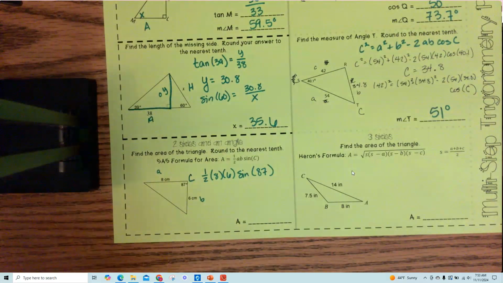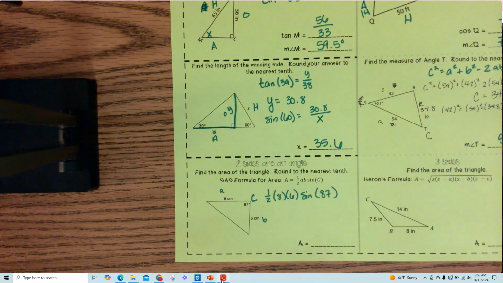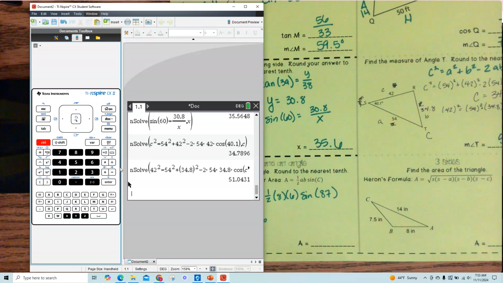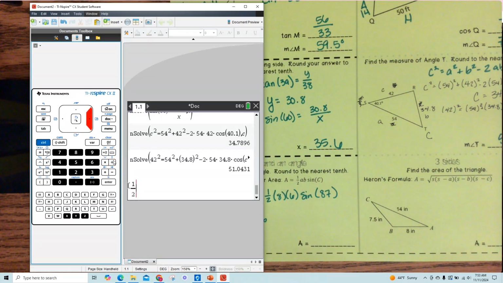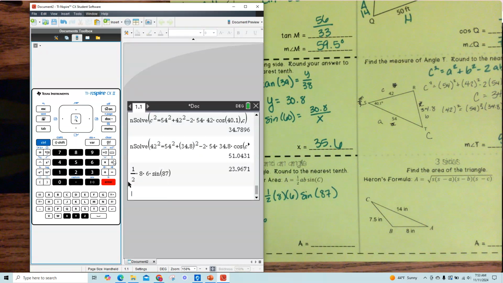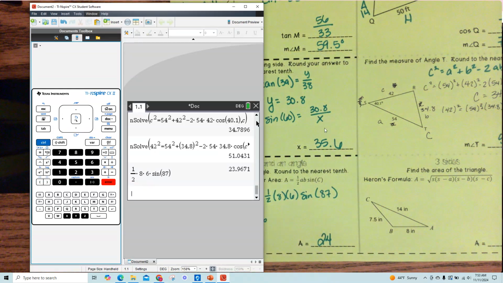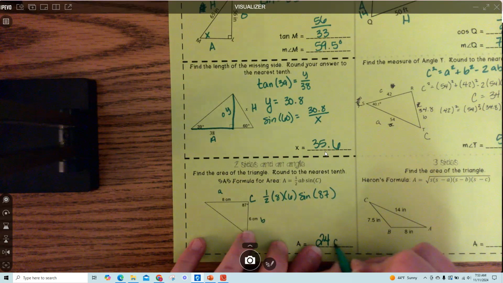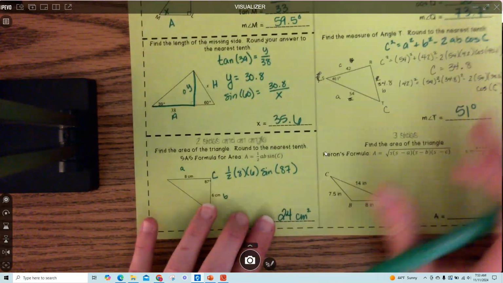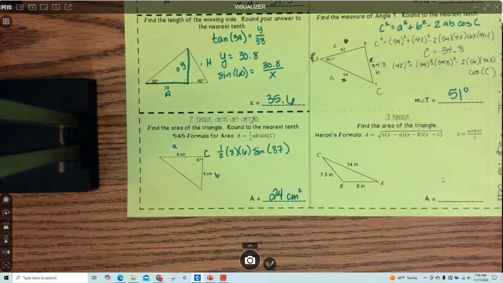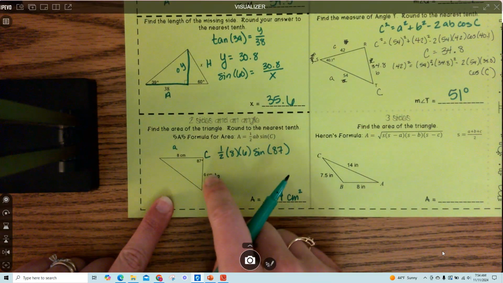So we can just plug everything into these formulas. And those are the easy ones. When we just plug values into a formula, those are a little bit easier to work with other than the equations. And so again, this is for area. And if I round to the nearest tenth, this would round up to 24. So the area of that triangle is about 24, and then we're measuring in centimeters, so centimeters squared. Okay, that's if we have side angle side.